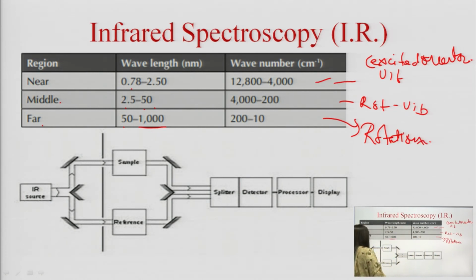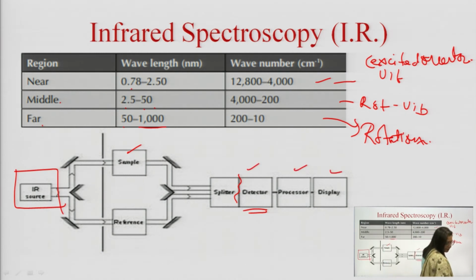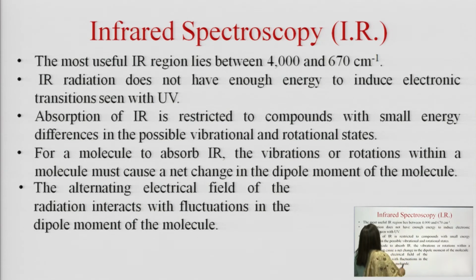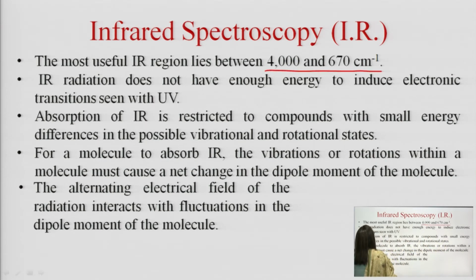spectrometry is observed. Here is the schematic representation of IR, where the IR source is there. The sample is kept either in the disc form with KBr or in the liquid form in eugenol oil and other mentioned solvents, and then the detector is kept to observe the emitted radiations. The processor displays the reading. The most useful IR range lies between 4000 to 670 centimeter inverse.